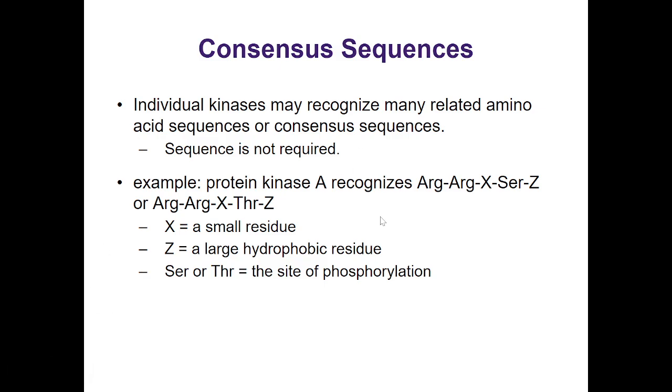Okay, so consensus sequences. The individual kinases may recognize many related amino acid sequences or consensus sequences. The sequence is not required. So some of the examples of this are protein kinase A. You guys ever heard of protein kinase A yet? In your like cell biology and stuff? Okay. Maybe? Okay. You very likely have to some degree.